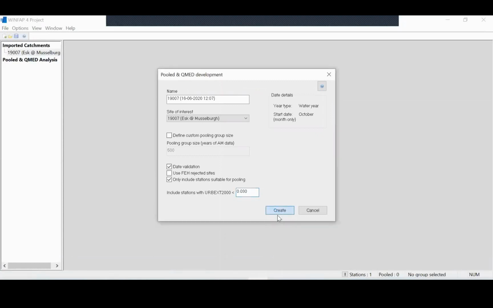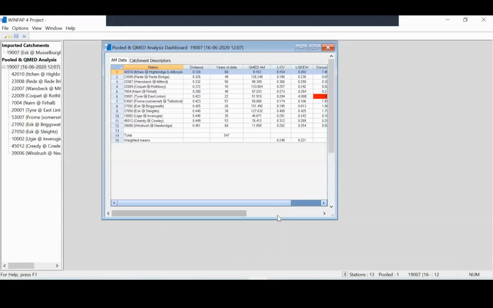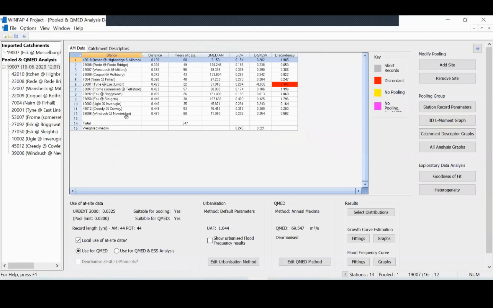So we're creating the pooling group now. It's applied that hydrological similarity equation to find pooling group members that are similar to our target site. So we've got the Itchen at Highbridge, and that had the lowest distance measure. So it's a catchment probably with similar area, similar SAAR, and possibly similar FARL and FPEXT to our target site.